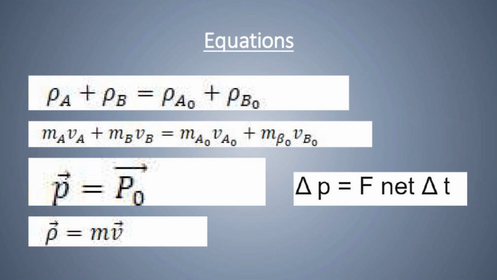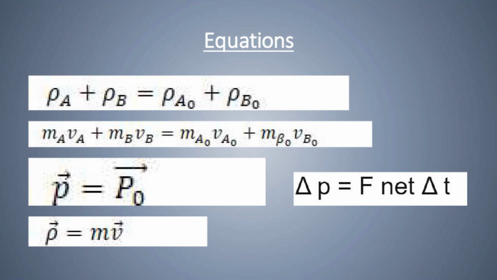The top three are just different forms of the law of conservation of momentum. The top one says the final momentum of A plus the final momentum of B is equal to the initial momentum of A plus the initial momentum of B. The bottom one is saying the exact same thing, but using the definition of momentum, which is the equation we see at the bottom.